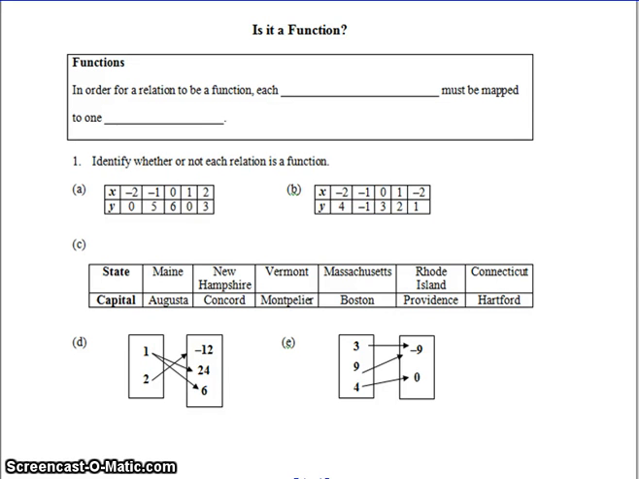Okay, so now we're going to go from relations to functions. A function is a relation. With this worksheet, you're going to determine whether or not something is a function.